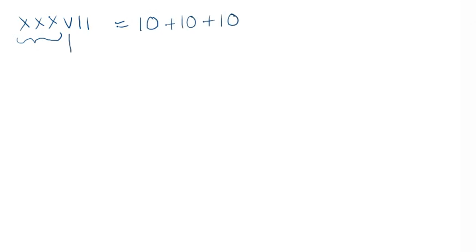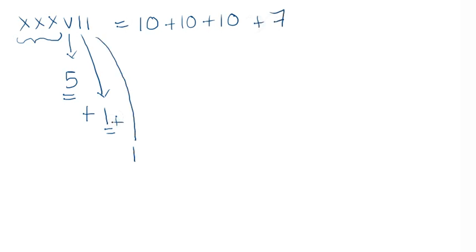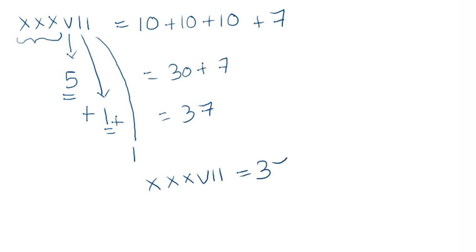So now I have got V. V is nothing but 5, followed by I. I is 1, right? So this is a greater number followed by a smaller number, which means I have to add them. 5 plus 1. I have another I also here. So it is 5 plus 1 plus 1, which is nothing but 7. So the number so formed is 30 plus 7, which is equal to 37. So XXXVII represents the Hindu-Arabic number 37.